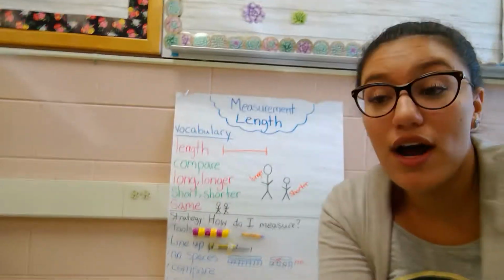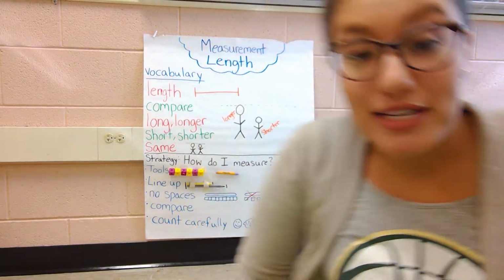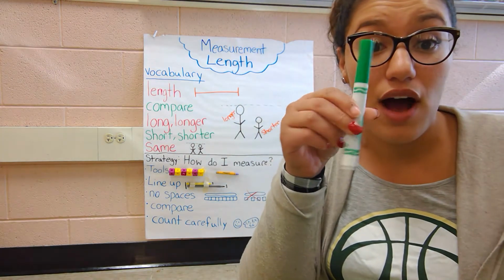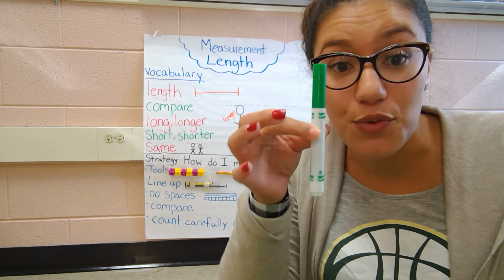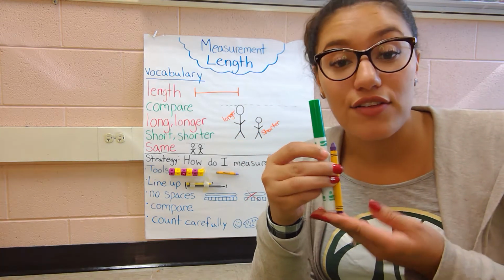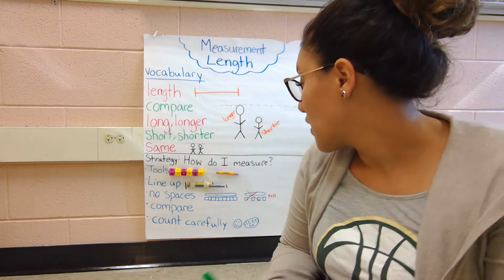All right, and you want to make sure that you're looking at more than one thing. So you want to be comparing two things, okay? So I can't say I know how long this marker is if I don't have another thing to show you with, okay? But if I have a crayon, then I can compare the two and tell you how many crayons long this marker is, okay?